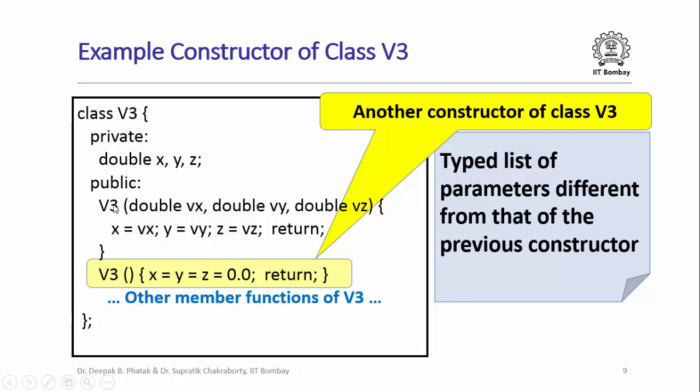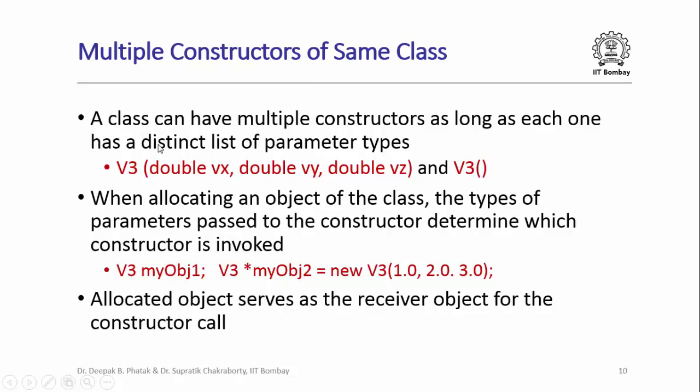So it has the same name as the first constructor function, does not have a return type, but in this case, it does not accept any input parameters, unlike the first constructor function. And of course, in this case, this constructor function simply initializes the three data members to 0.0. The important point to note here is that although these two constructor functions share the same name, they have different typed lists of parameters. And in fact, in C++, the same class can have multiple constructors as long as each one has a distinct list of parameter types, just like we had for v3.